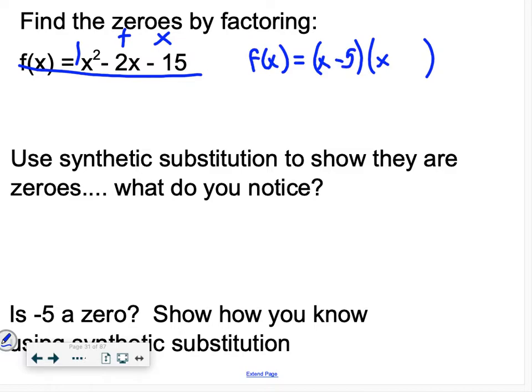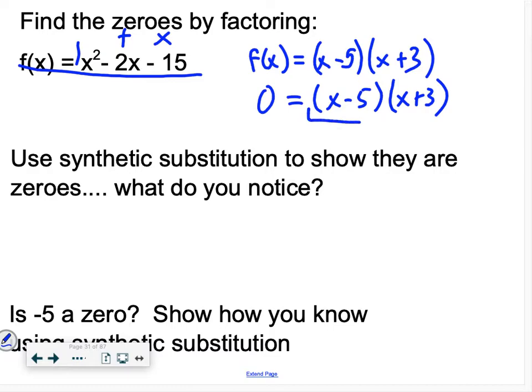So I will get negative 5 and positive 3. This is the function rewritten in factored form, and we can find the zeros of it because the zeros are the values that make the function's value 0. And this is how we solved equations by factoring. If this equals 0, then either one of these factors is 0. So one 0 would be 5, and the other 0 would be negative 3. So we know that from factoring.